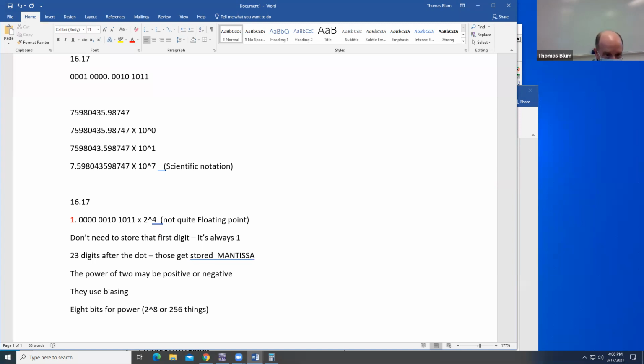So there are 8 bits we're going to use to represent this power. That means that there are 2 to the 8 possibilities. That's 256. So what would I normally say? If I were playing the 2's complement game, I would say I'm going from minus 128 to 127 if using 2's complement.